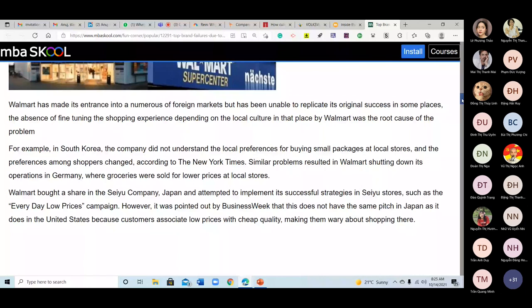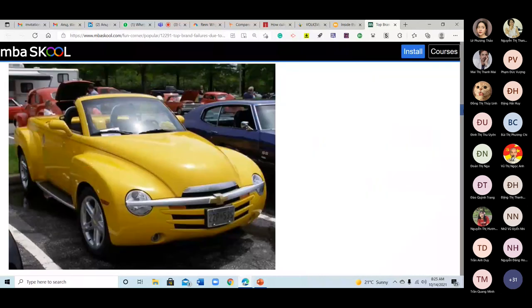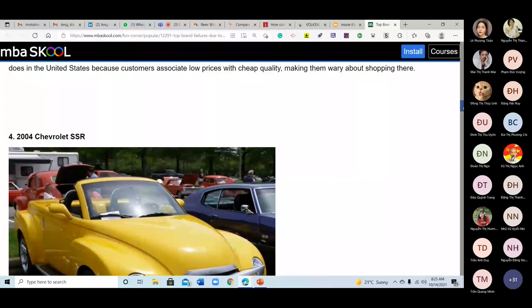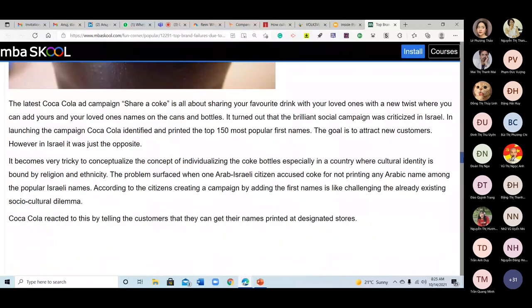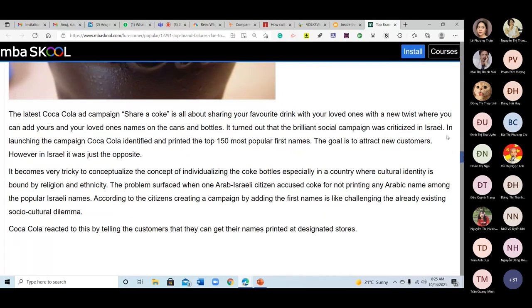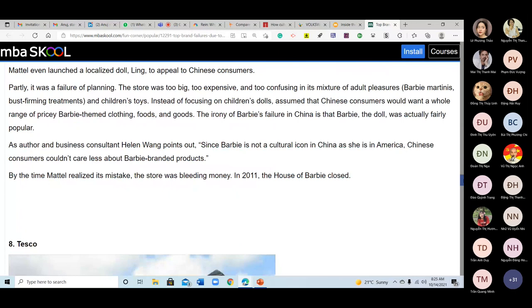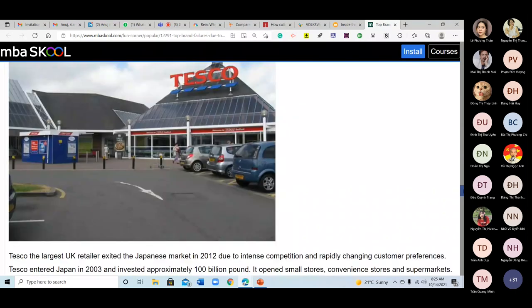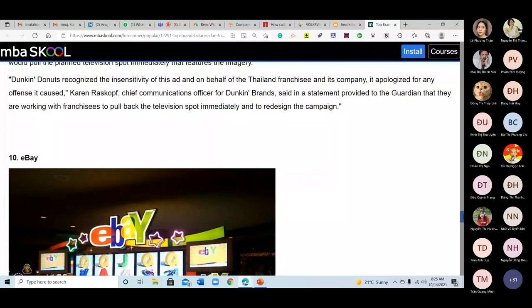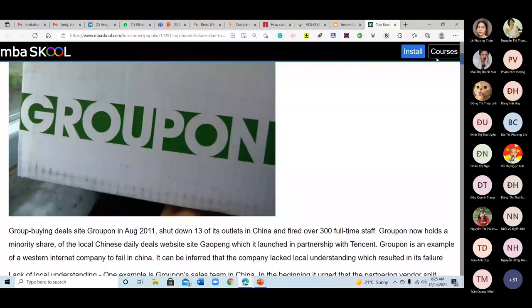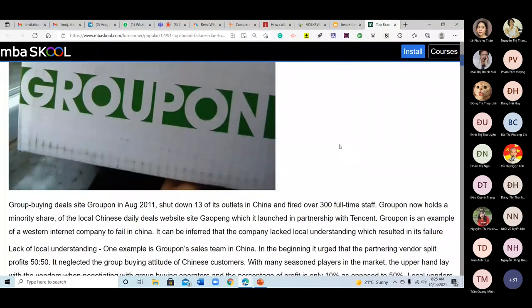Then there are failures of others like Home Depot and Coca-Cola. The latest Coca-Cola ad campaign, Share a Coke, is all about sharing your favorite drink with your loved ones, yet this brand also faced some criticism in Israel. Mattel, Tesco, Dunkin' Donuts, eBay, all these brands have faced the fire of cultural differences, and cultural differences have affected them to a large extent.